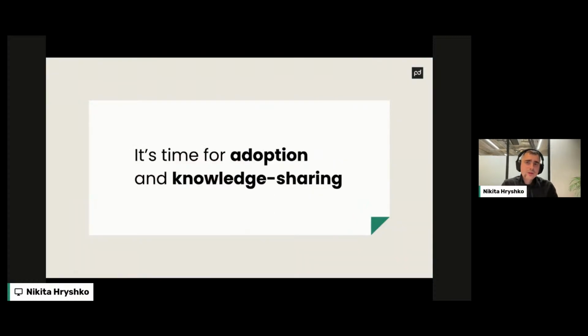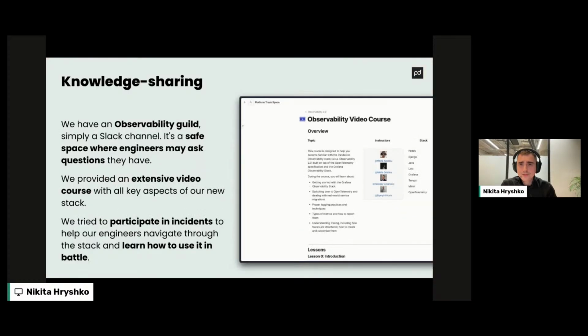And here we are, infrastructure ready, application SDKs ready, and now it's time for adoption and knowledge sharing. This is what we did on knowledge topic. We established an observability guild. It's simply a Slack channel, a safe space where our engineers may ask any questions they have on observability topics. We also provided an extensive video course with all the key aspects of our new stack inside.